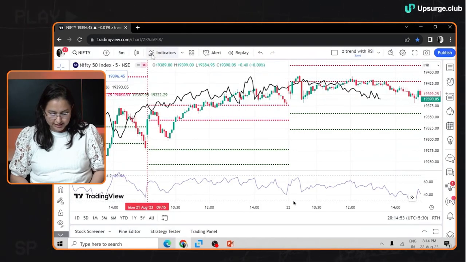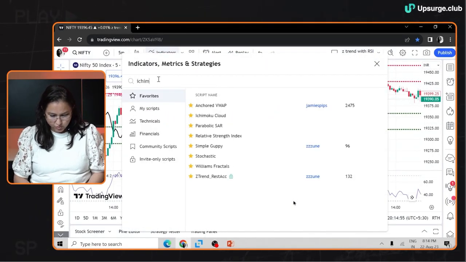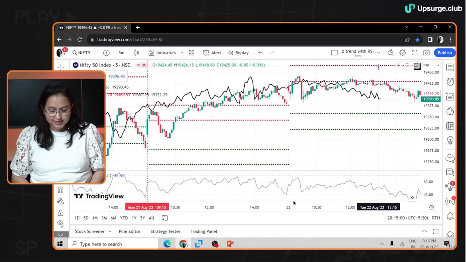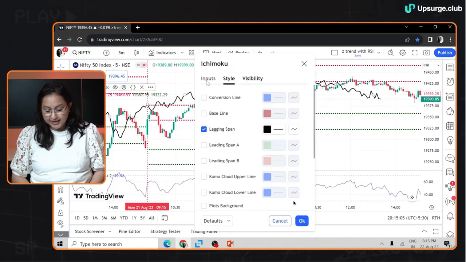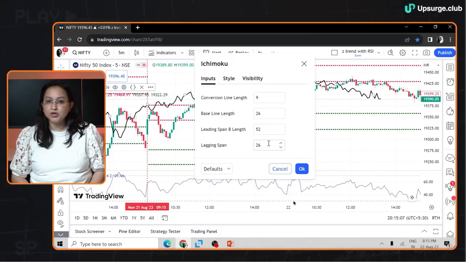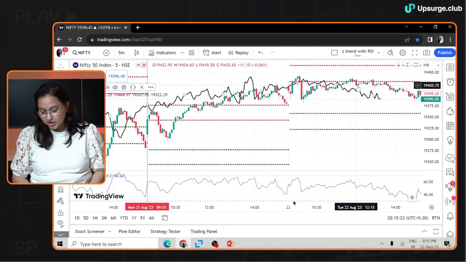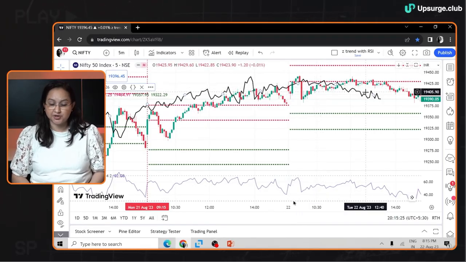In the indicators I'll choose Ichimoku Cloud. So this is the indicator that I choose. After choosing this indicator, I will go to the settings of the indicator. In inputs, the default settings would continue, but in the style, I will uncheck all the other lines. I just need the lagging span, wherein I will change the color and make it bolder and black. So the black line, which is the Chicago span, gets visible on the chart.